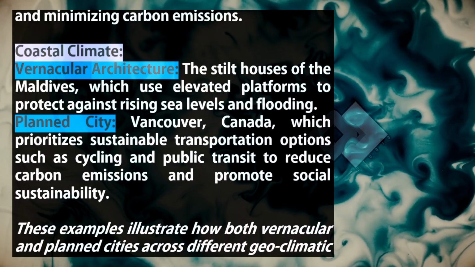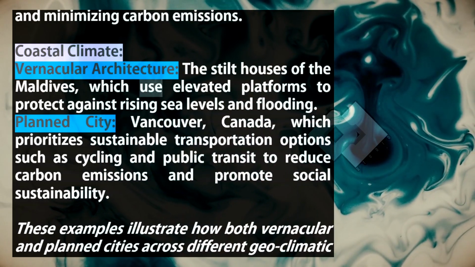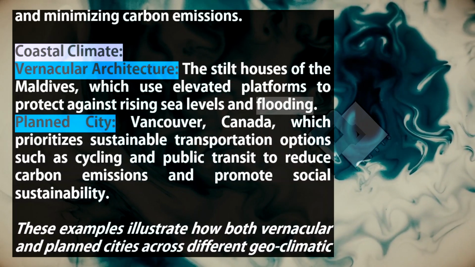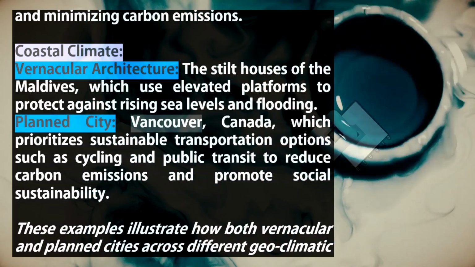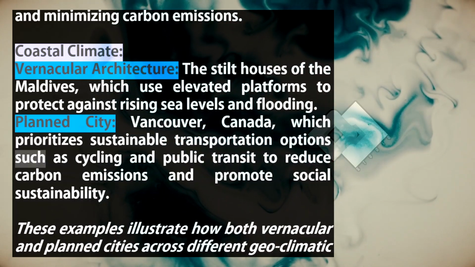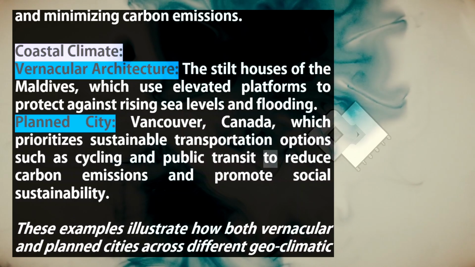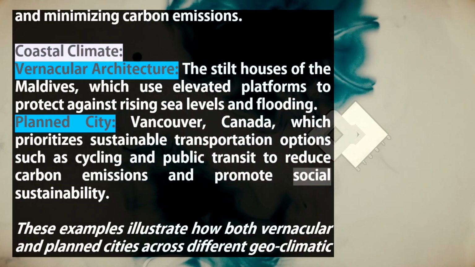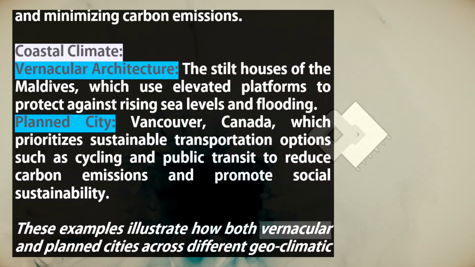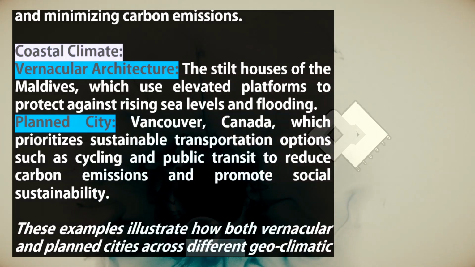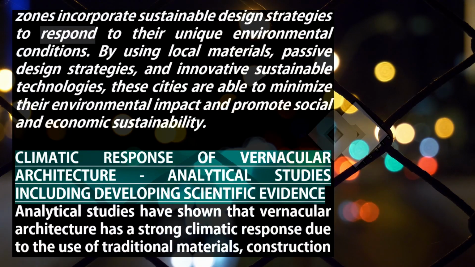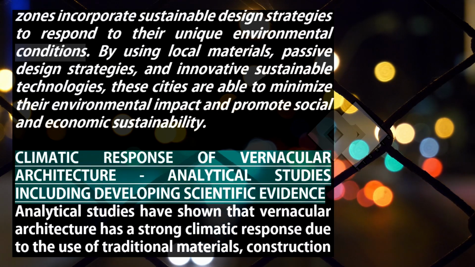Vernacular architecture: the stilt houses of the Maldives, which use elevated platforms to protect against rising sea levels and flooding. Planned city: Vancouver, Canada, which prioritizes sustainable transportation options such as cycling and public transit to reduce carbon emissions and promote social sustainability. These examples illustrate how both vernacular and planned cities across different geoclimatic zones incorporate sustainable design strategies to respond to their unique environmental conditions.